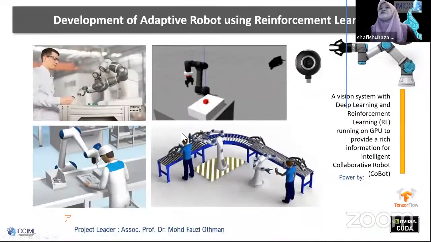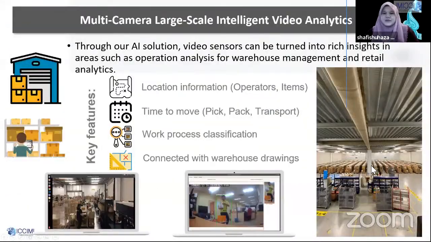Okay, moving on, we have Dr. Fauzi here. His project is on developing an adaptive robot using reinforcement learning. And then we have Dr. Zul. Okay, Dr. Zul is another Cairo KL member who has developed a multi-camera scale intelligent video analytics, where the device is applicable inside the building, for asset counting or to locate items and even operators. So this research utilizes image recognition and approximate coordinates inside a building to detect all the locations of these components, devices, humans, etc.